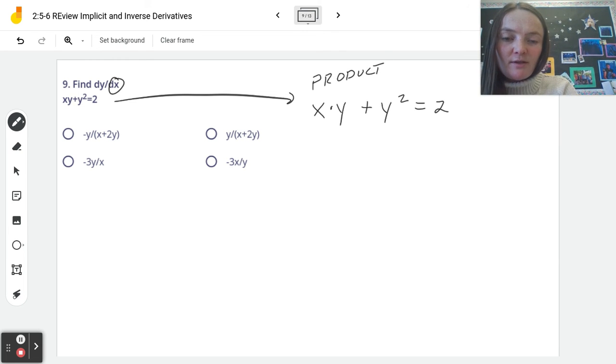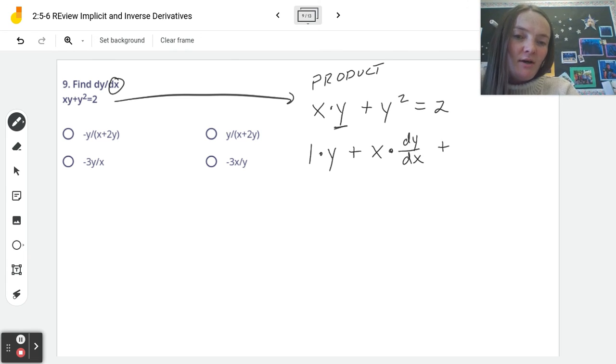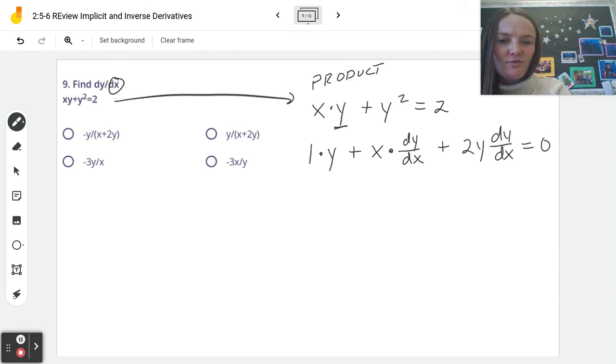I'm going to say derivative of the first times the second plus the first times the derivative of the second. Well, the derivative of y is 1, but I took it with respect to x, so I'm going to say 1 dy/dx, or just dy/dx. Plus the derivative of y squared, that's not product rule, that's just going to be 2y dy/dx. And the derivative of 2 is 0. So all we need to do here is solve for dy/dx. I'm going to move anything that's not dy/dx to the other side.